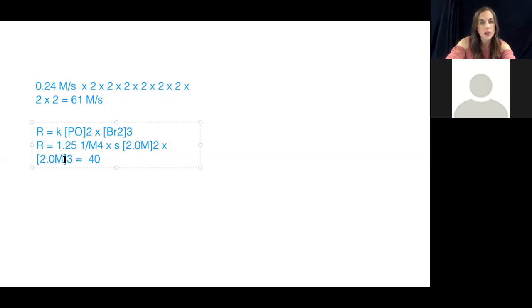So that means 3 of those are also going to cancel, which means I have one remaining on the top. So my final unit is molarity per second, because 5 on the top, 4 on the bottom, so we're left with 1 on the top. I didn't mean to make that more confusing.